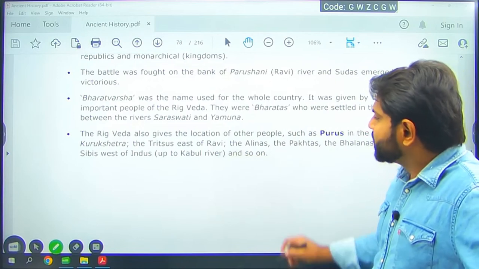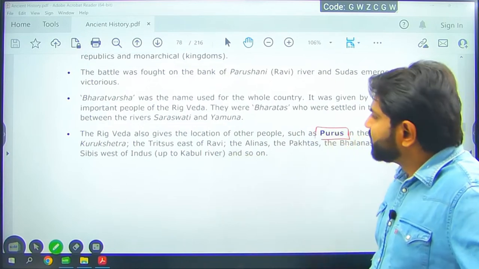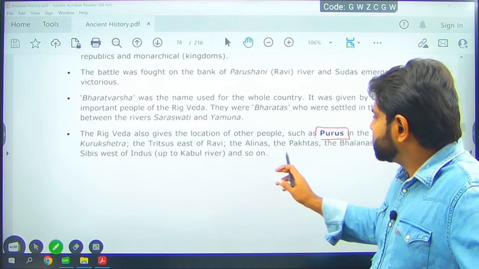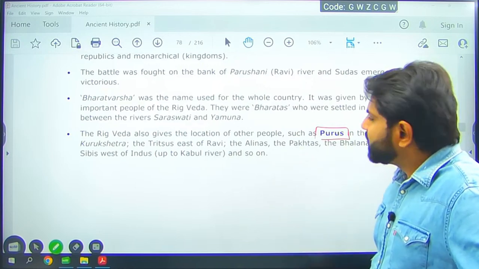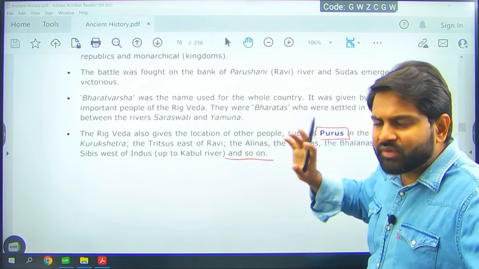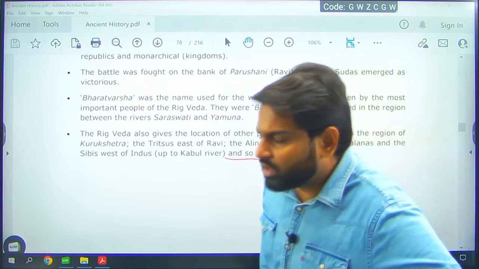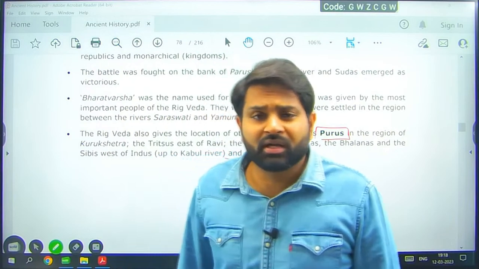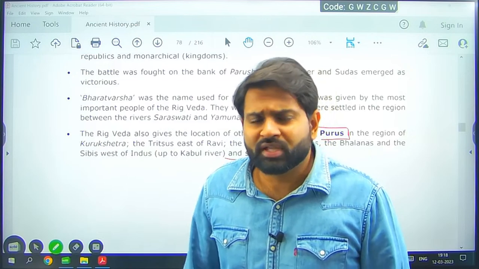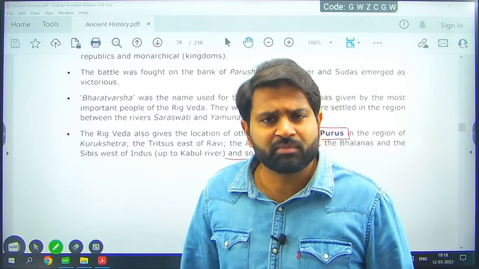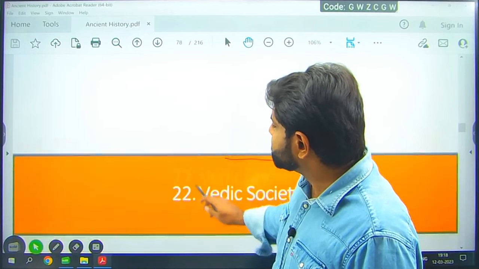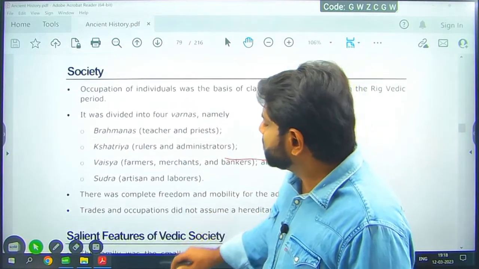The Rigveda also gives the location of other people such as the Purus in the region of Kurukshetra, the Thritsas east of the Ravi, the Alinas, the Paktas and Balanas, and the Sibis of the West Indus up to the Kabul river and so on. All the names of the 10 kingdoms and their geographical locations are clearly mentioned. They didn't have a GPS system where they could give altitude, latitude, longitude. So they say towards the east of this particular river, towards the west of this particular river, towards the east of this particular mountain, towards the west of this particular mountain. This is how they identified their kingdoms and the extent. So that is about geography.